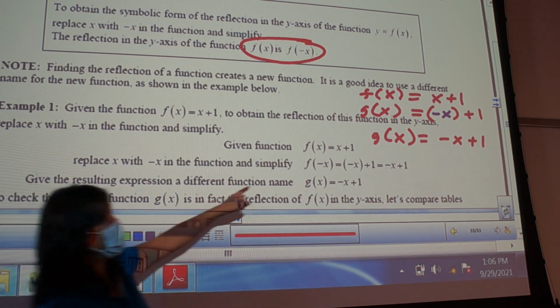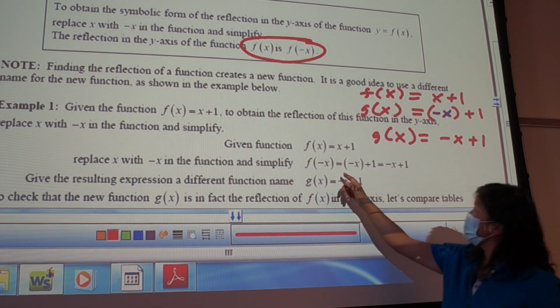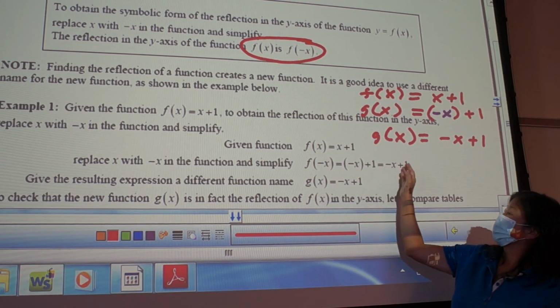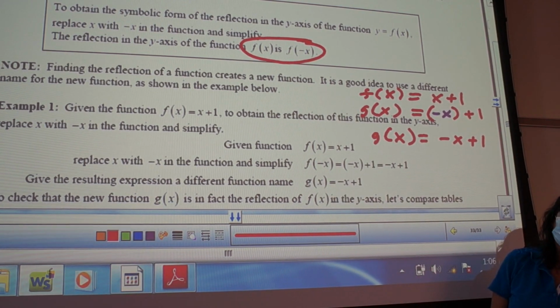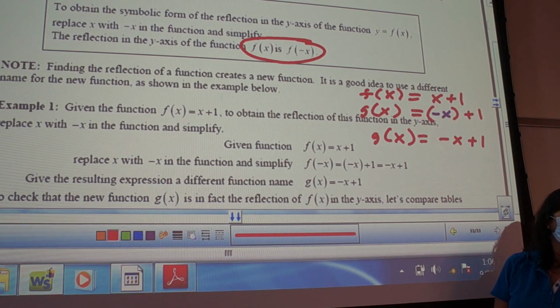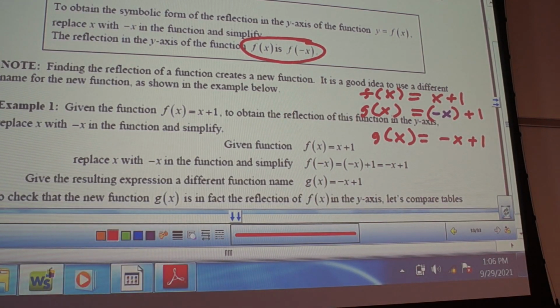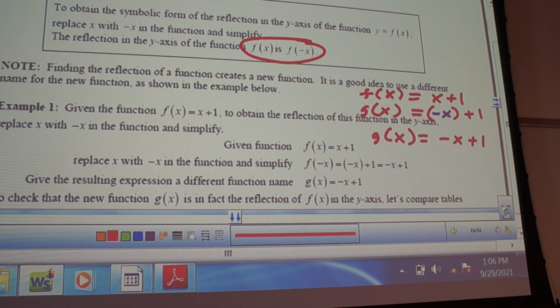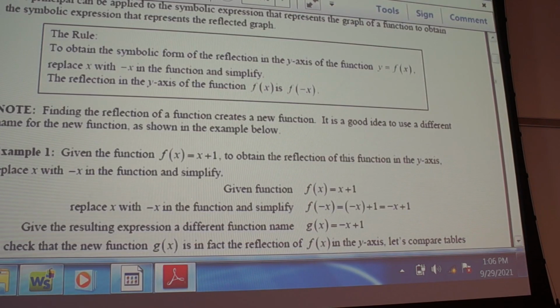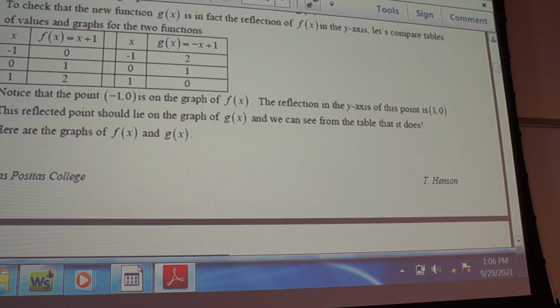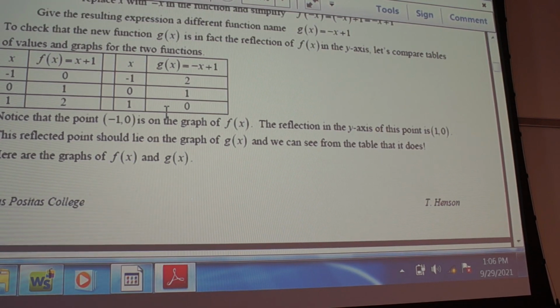All right, so what they did was they just did f of negative x. They put negative x everywhere the x was, and then they called it something different because it's a different function. So we're going to do that. You can double check. They went through some double checks, but we're not going to bother with that.